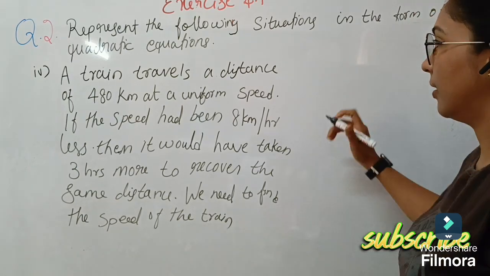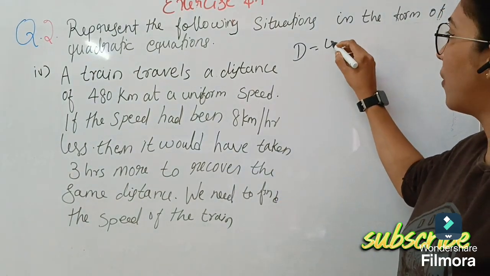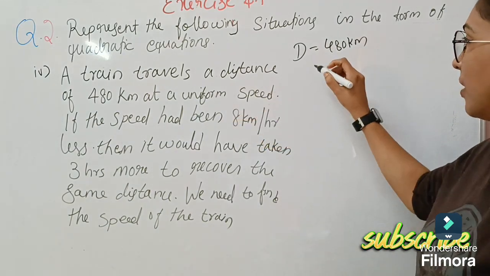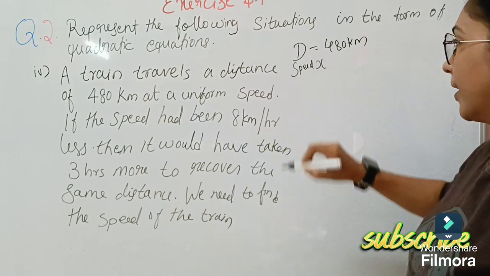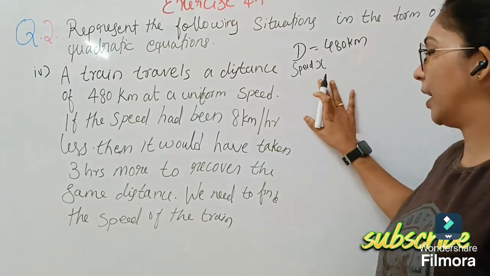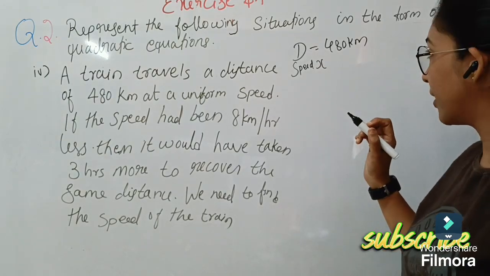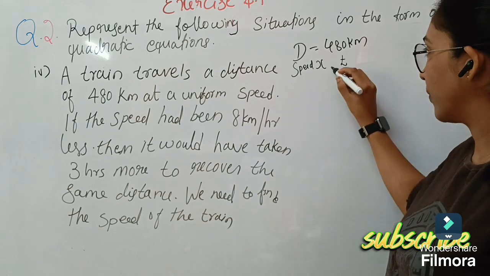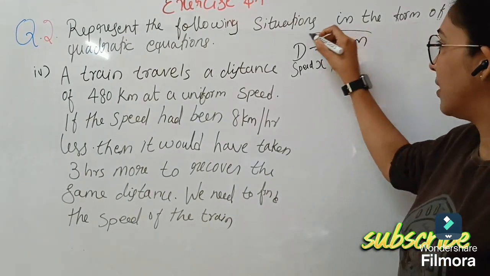Given that the distance is 480 km, the uniform speed should be taken as x. Okay, so the speed is x, and the time taken to cover the 480 km should be t. So these are the 3 parameters, and this is the first condition.